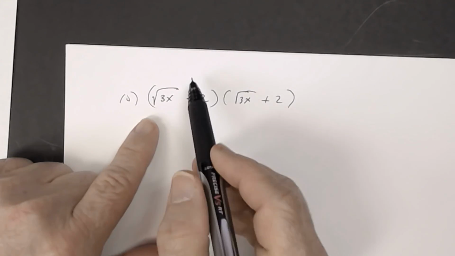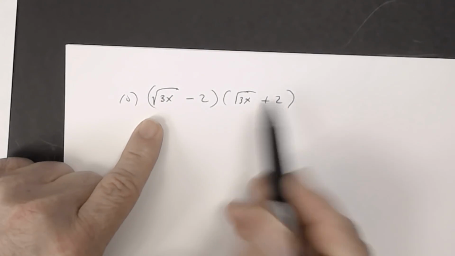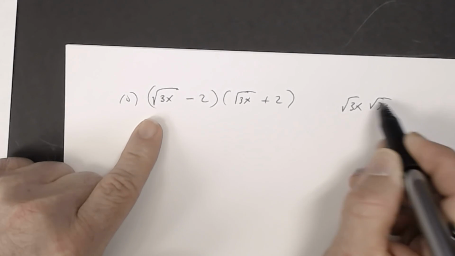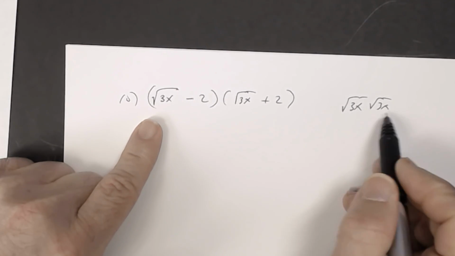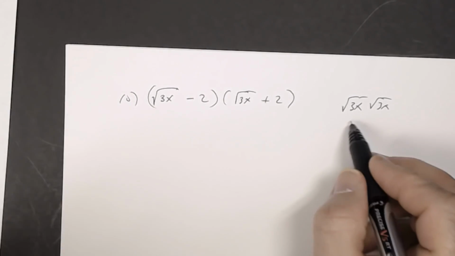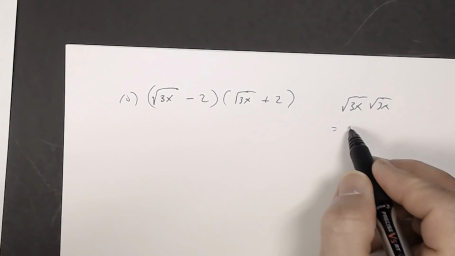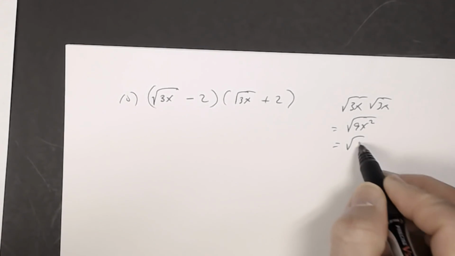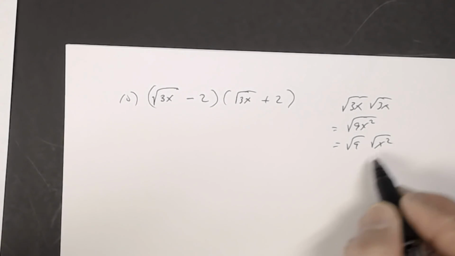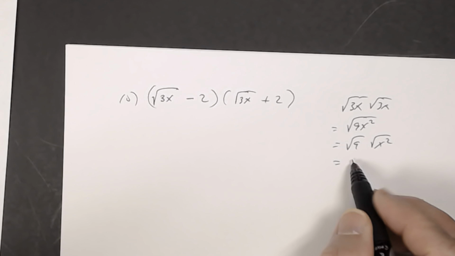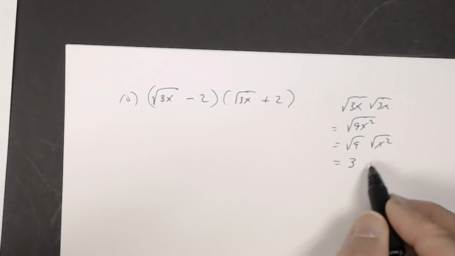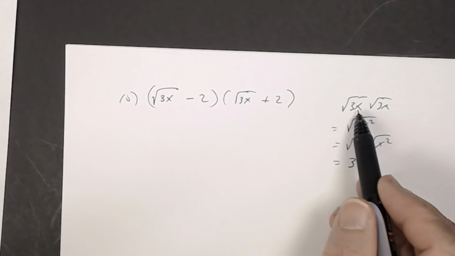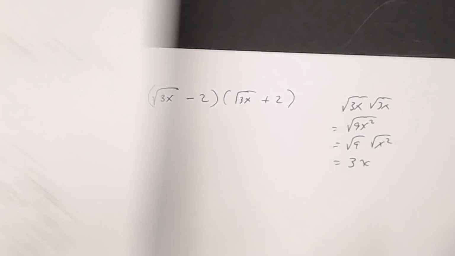All right, using the FOIL method, the square root of 3x and the square root of 3x. If you want to work it out, you can. That's going to be the square root of 9x squared, right? And so that becomes the square root of 9 times the square root of x squared. What's the square root of 9? Well, the square root of 9 is 3. What's the square root of x squared? Well, that's just x.